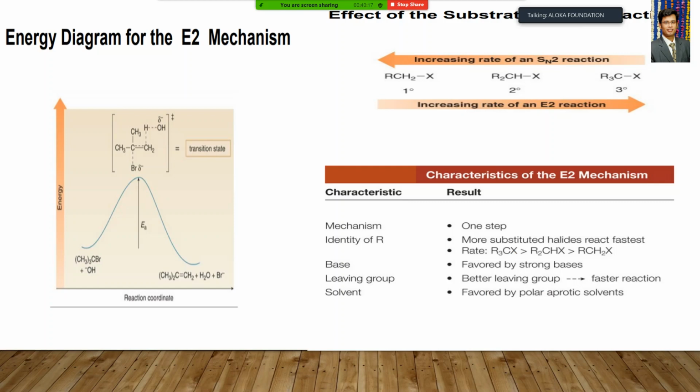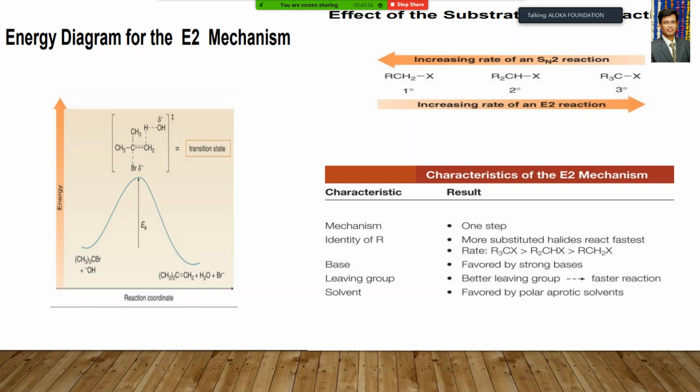As the base abstracts the proton, the double bond is formed between the two carbons and the bromine is lost. Sorry, the E2 reaction is more favored by a tertiary alkyl halide. It is a one-step reaction. In the E1 mechanism a weak base is used, but in the E2 mechanism a strong base is used.